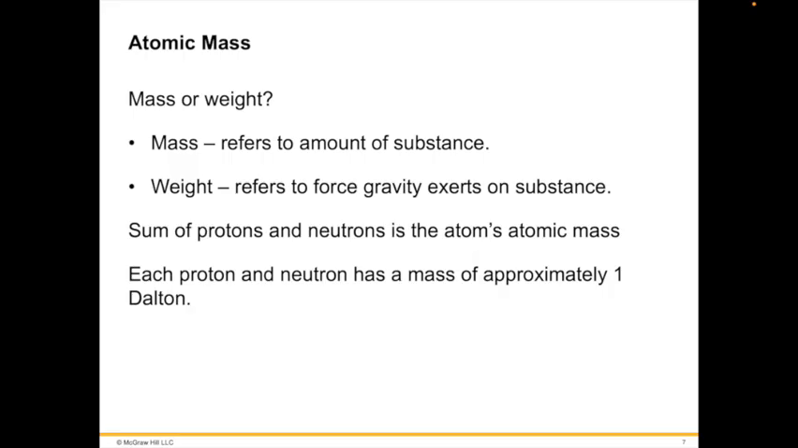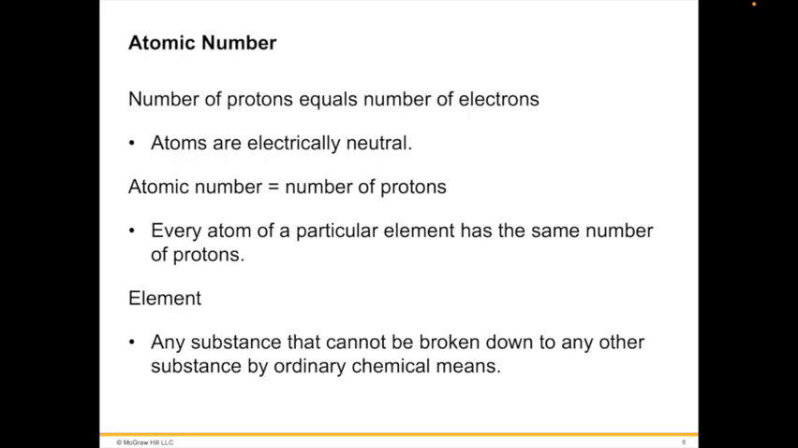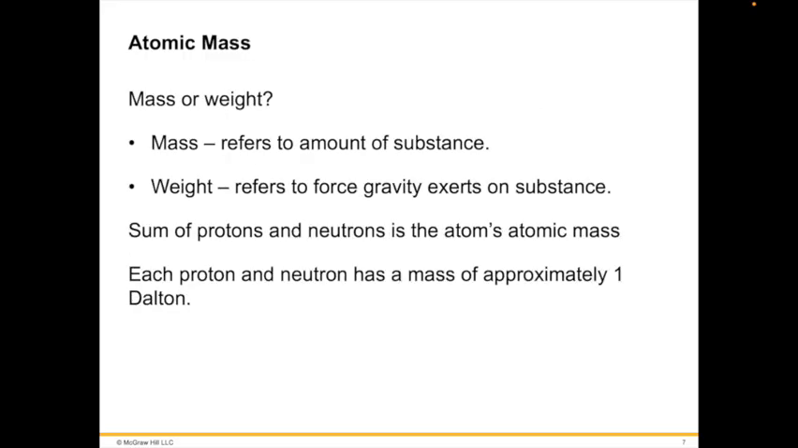Atoms that occur naturally on Earth contain from 1 to 94 protons and up to 146 neutrons. If you need help, you can look back: the number of protons equals the number of electrons, so atoms are electrically neutral. The atomic number is equal to the number of protons, and every atom of a particular element has the same number of protons. So just keep in mind, an element is any substance that cannot be broken down into other substances by ordinary chemical means.